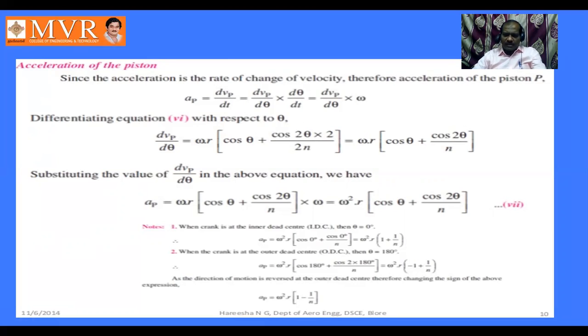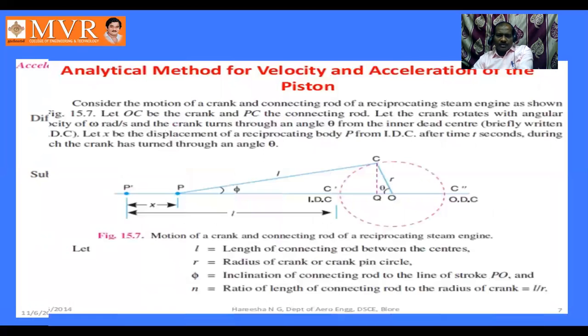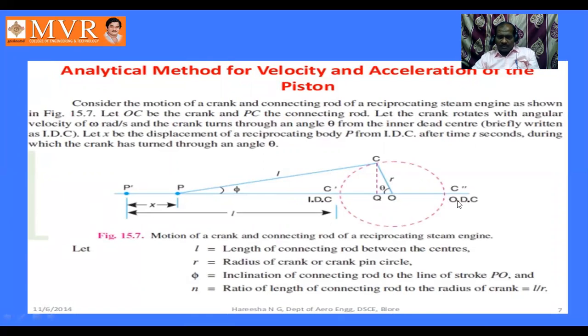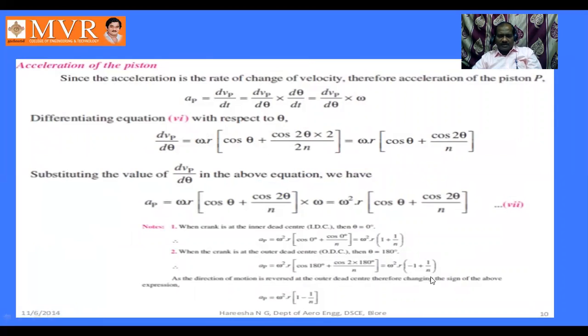For example, if you observe the figure, this is the inner dead center and this is the outer dead center. For inner dead center, theta is going to be 0, then we get omega square r into 1 plus 1 by n. If it is reversed, if it is at ODC, then it is automatically minus 1 plus 1 by n. It may be reversed, meaning the same thing happens. So what is the condition? Theta may be 0 or theta may be 180, and based upon this theta value we get omega square r into minus 1 plus 1 by n. This is an important thing we have to remember.